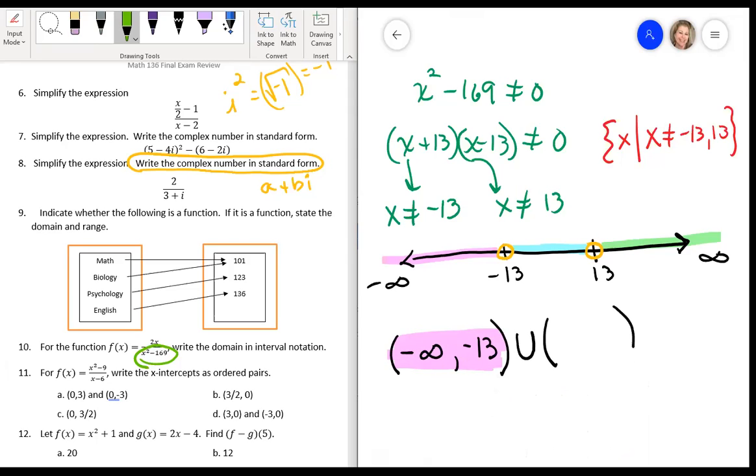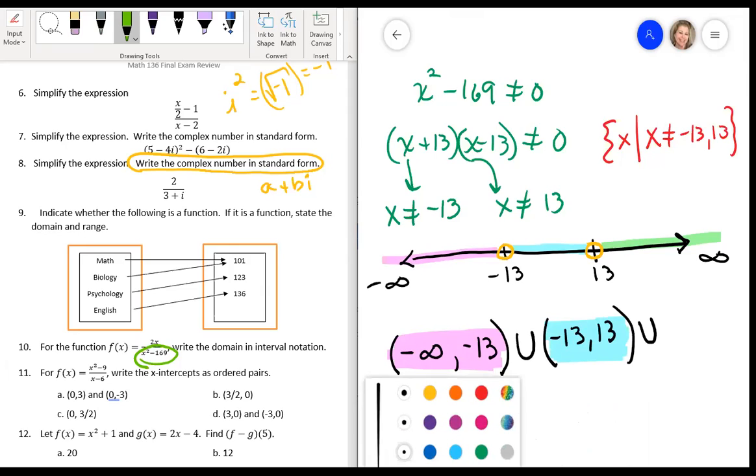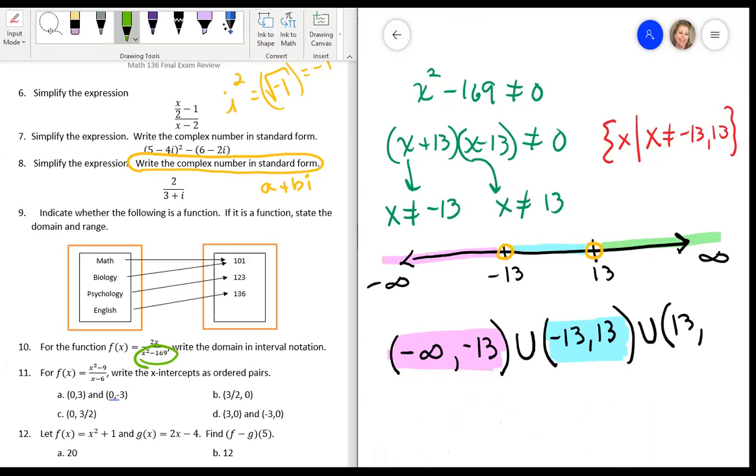And then the next interval goes between negative 13 and positive 13, but you have to use parentheses because it cannot equal those. Then use another union symbol again. And then the last interval goes from the other side of 13 to infinity. And that would be what the green part of the graph looks like. That would be my answer in interval notation. So you're using parentheses right here and here and here on those 13s and negative 13s because it's like an open circle. You cannot include that number.